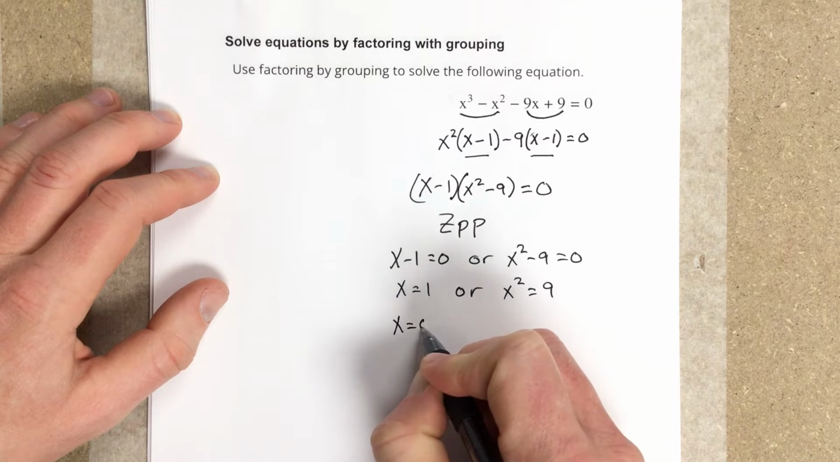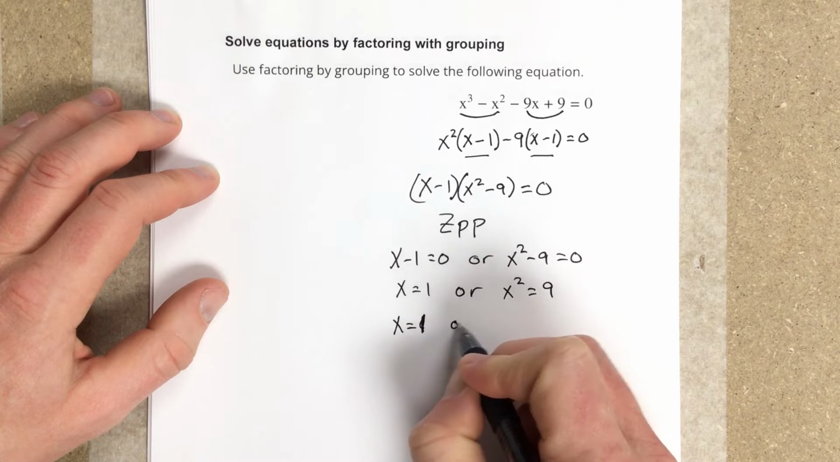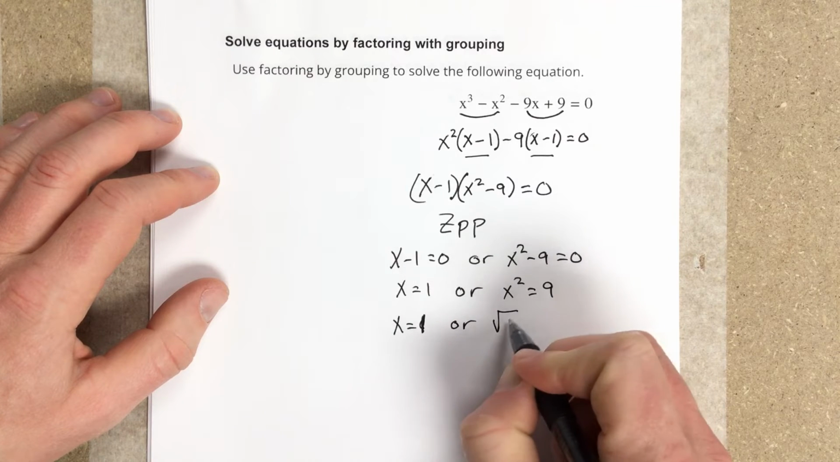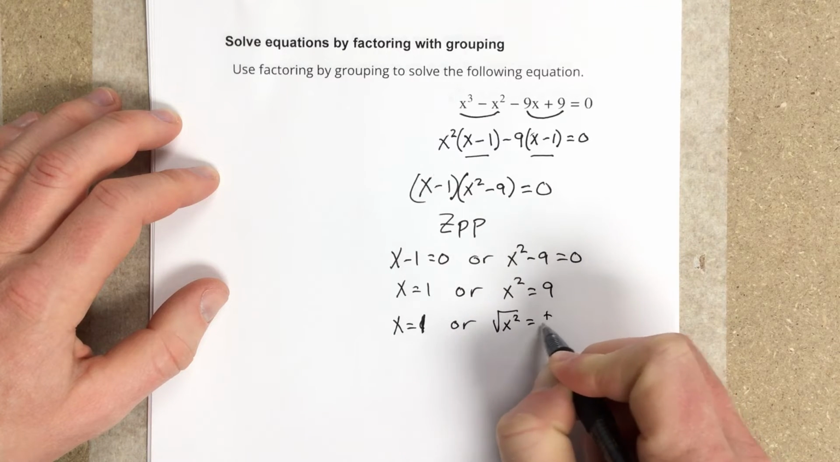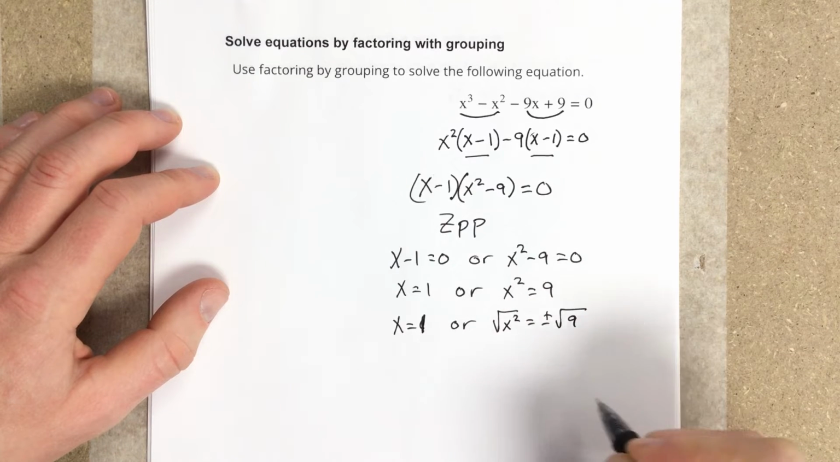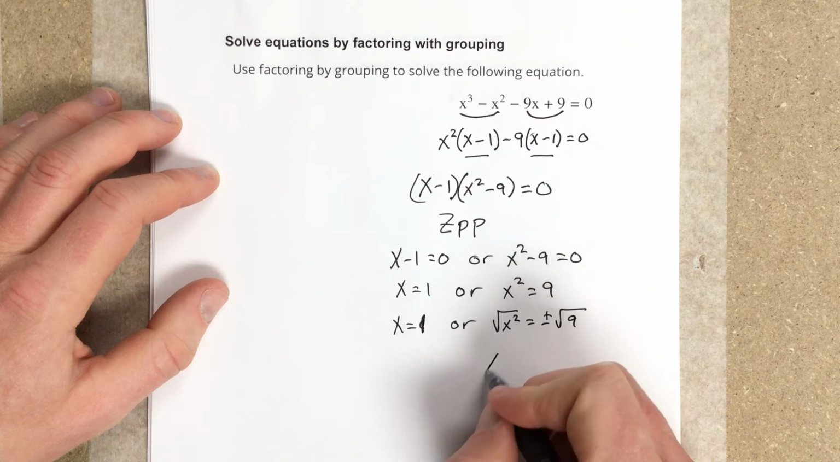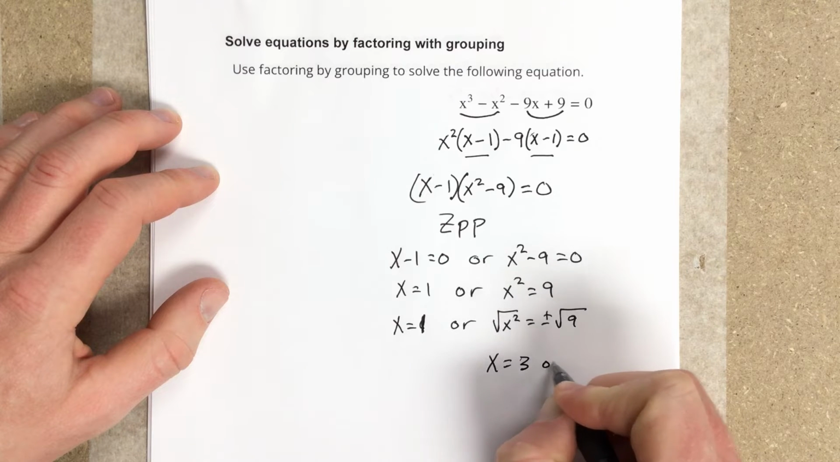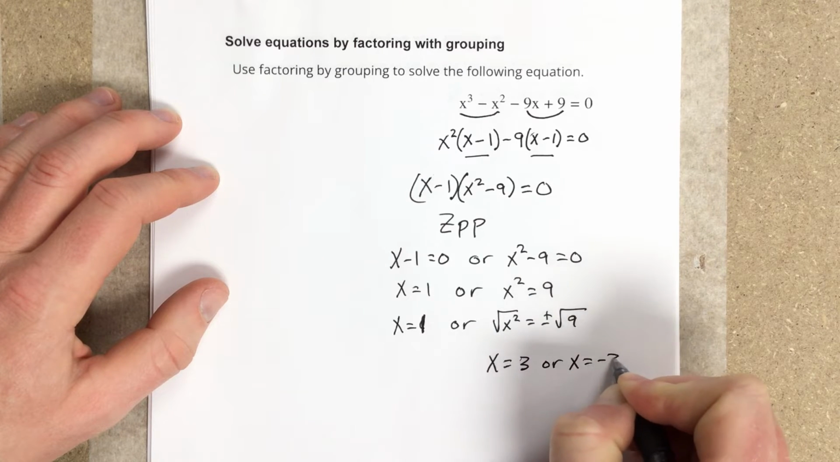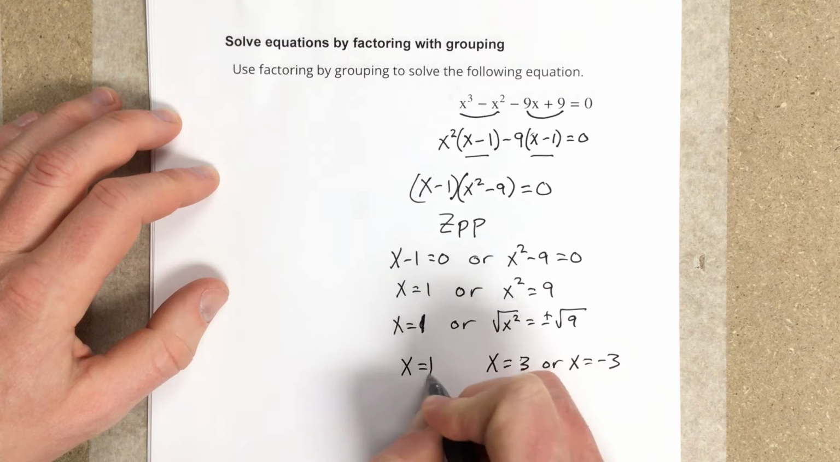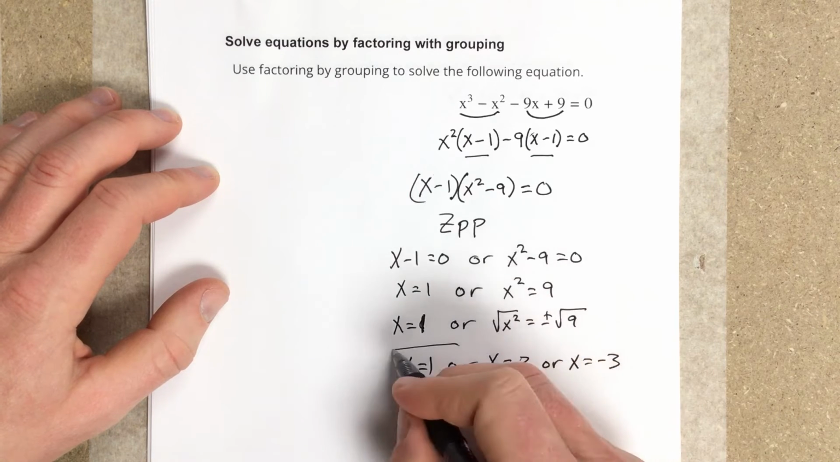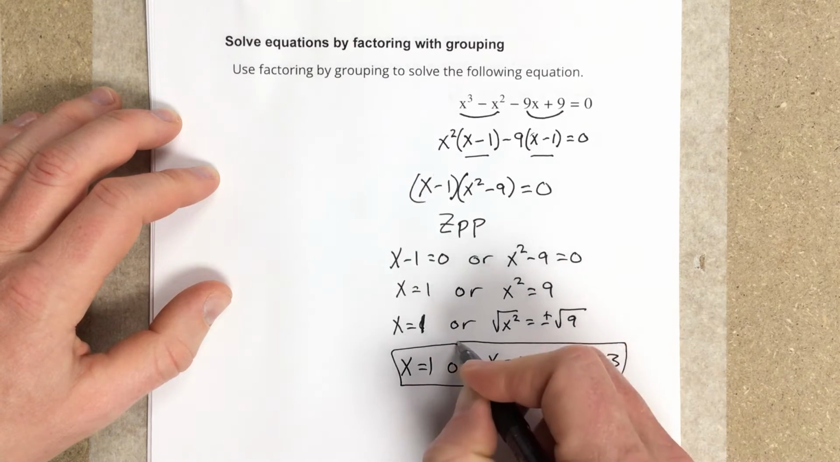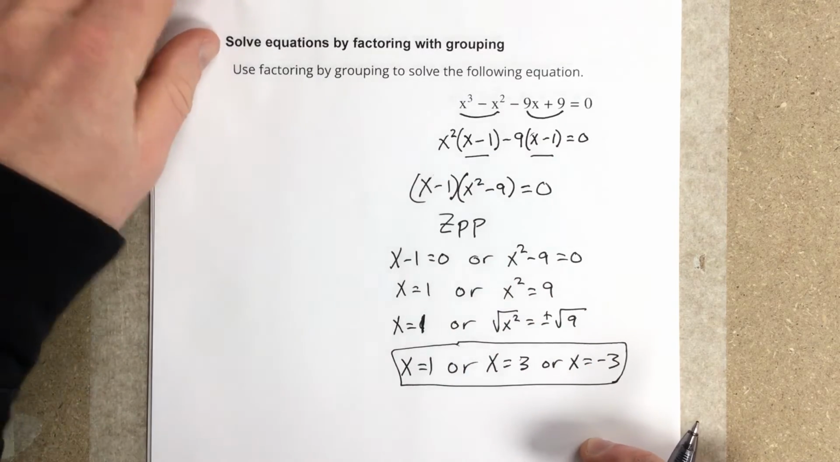Nothing to do there. We got our solution, x equals 1, or let's square root each side. And when we do the square root of x squared, we get x is equal to the square root of 9, which is 3, so I get positive 3, or x is equal to -3. So I have x equals 1, or x equals 3, or x equals -3. Let's do a second example.